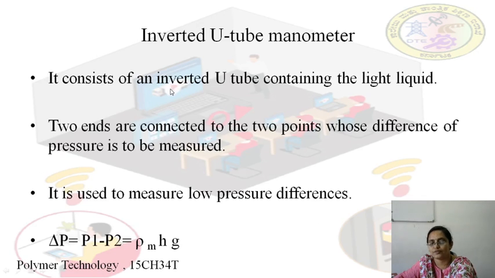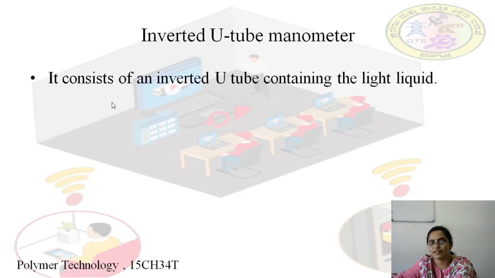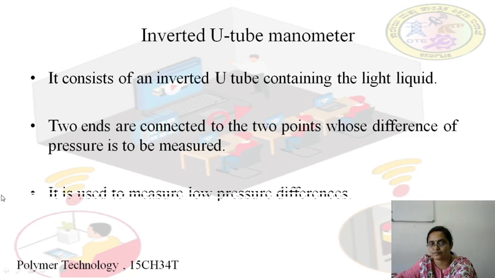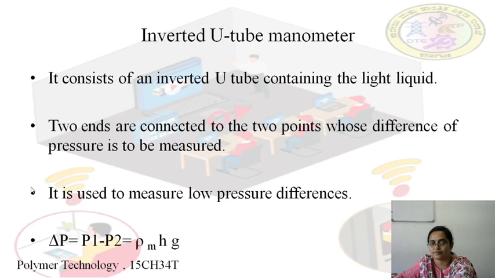So the inverted U-tube manometer consists of an inverted U-tube containing a very light liquid, as shown in the diagram. Two ends of that inverted U-tube manometer are connected to two points whose difference of pressure is to be measured. It is used to measure low pressure differences.